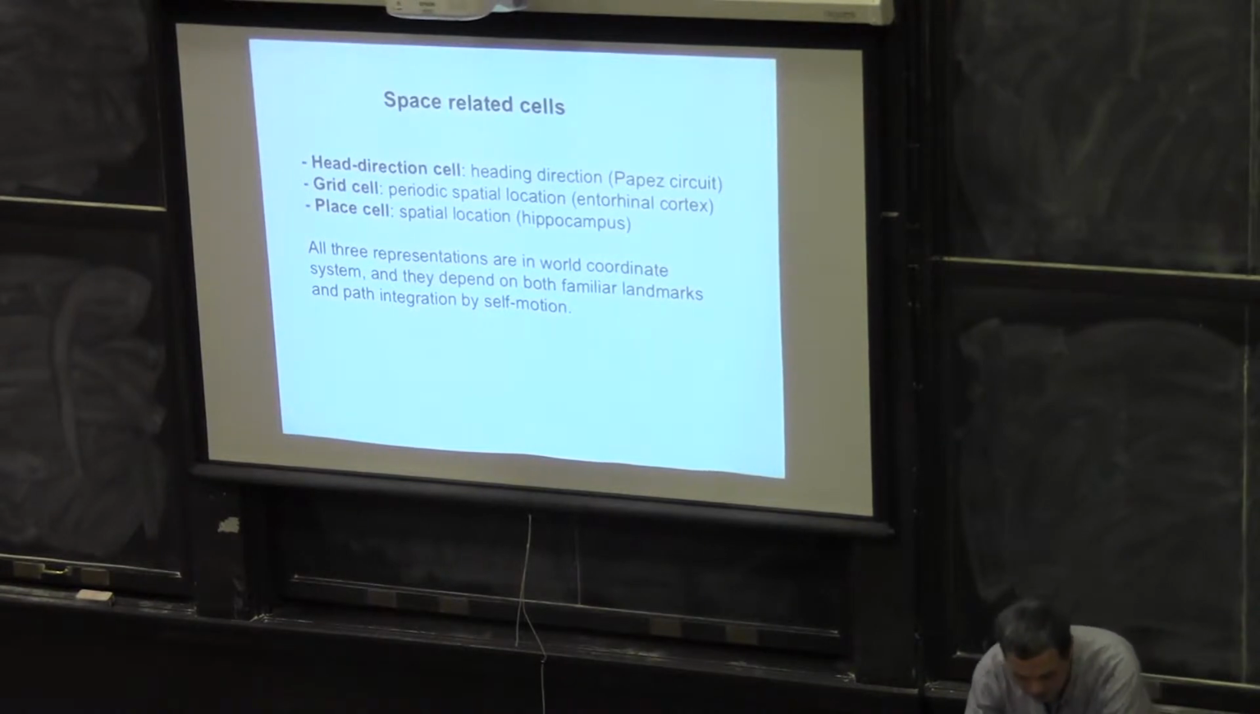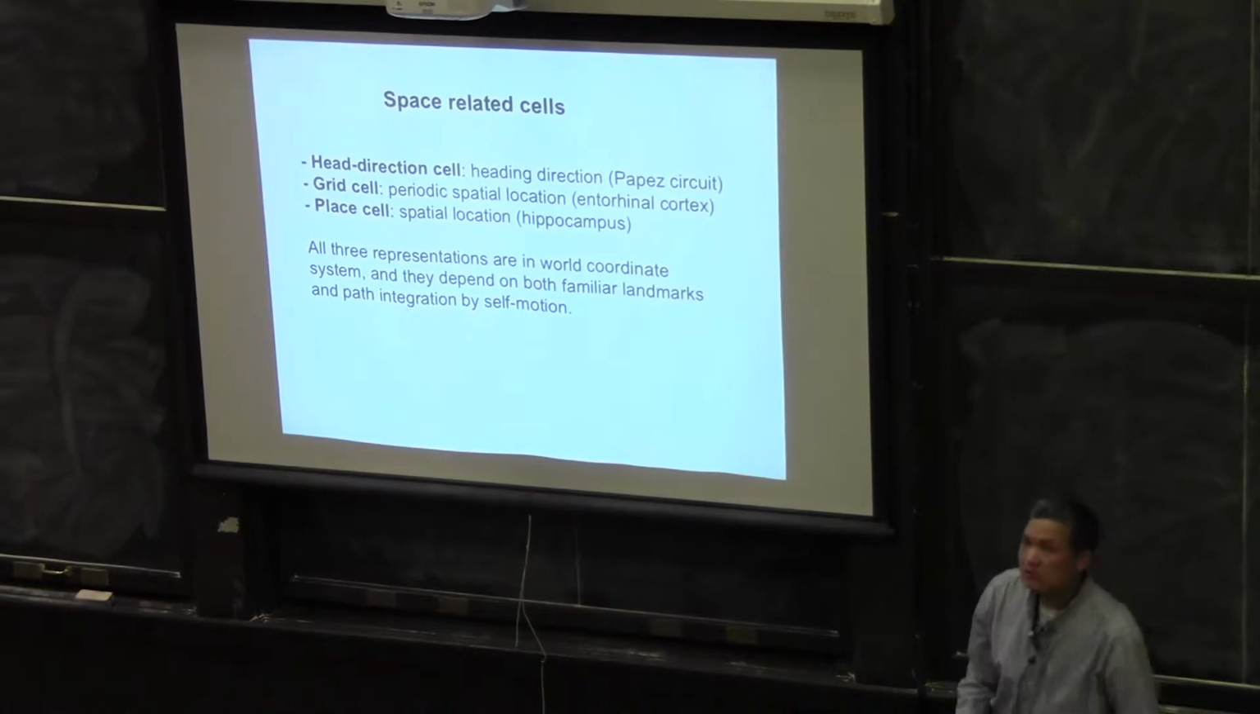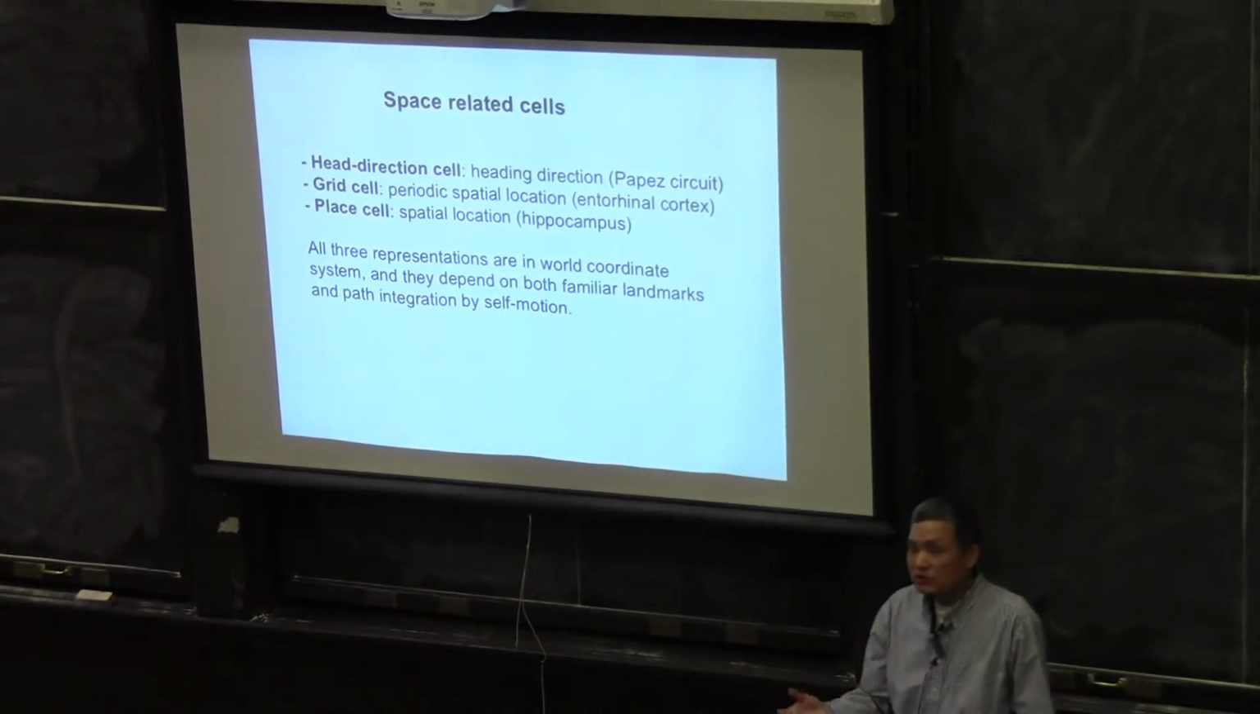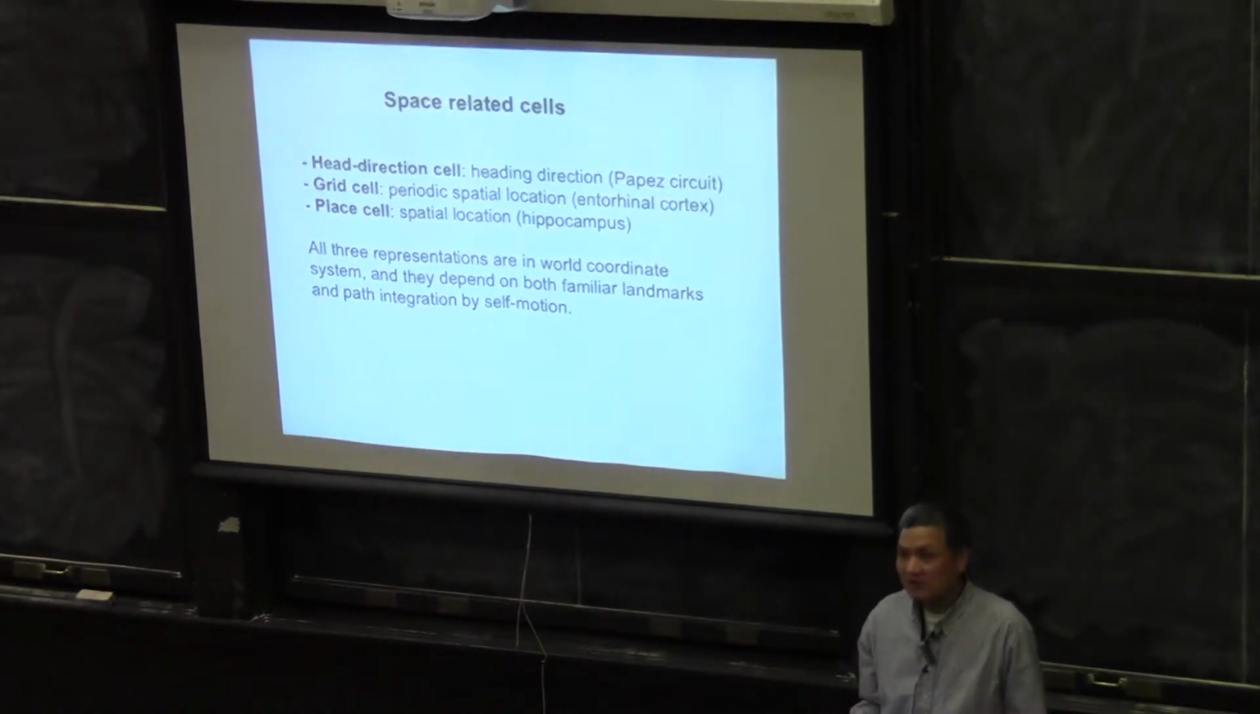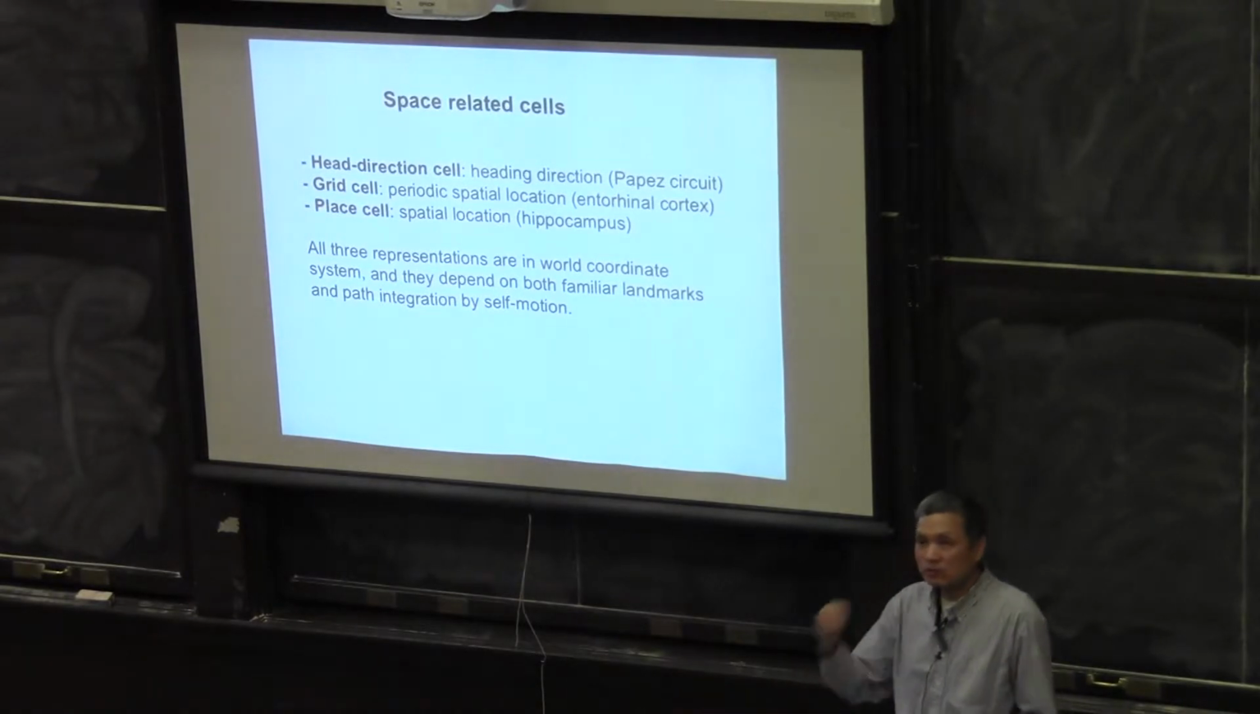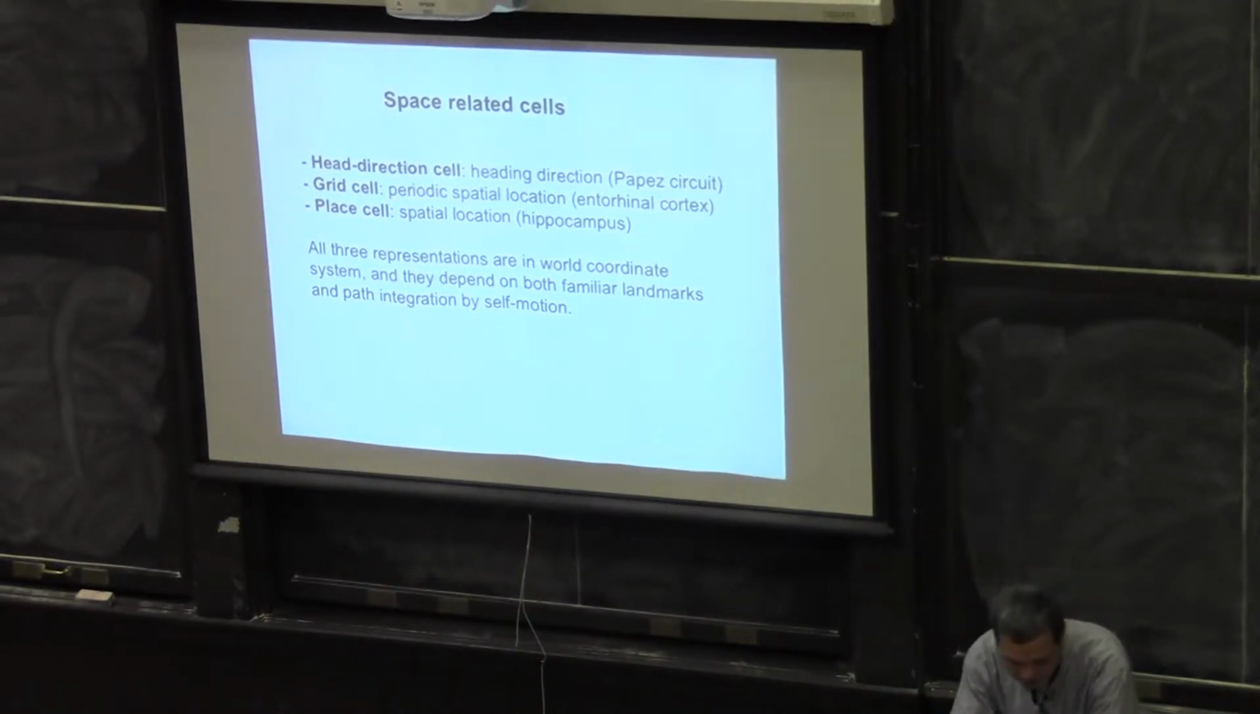The first cell they found is called a place cell. The neurons seem to like a particular location in the environment. This is not a very rare kind of cell. In the hippocampus of a rat, a typical cell is a place cell, if the rat is running around in the room. I'm going to show you more examples of this.